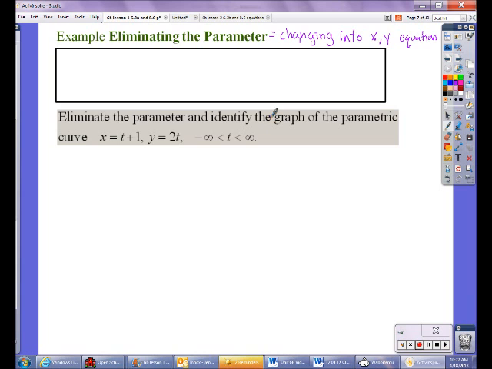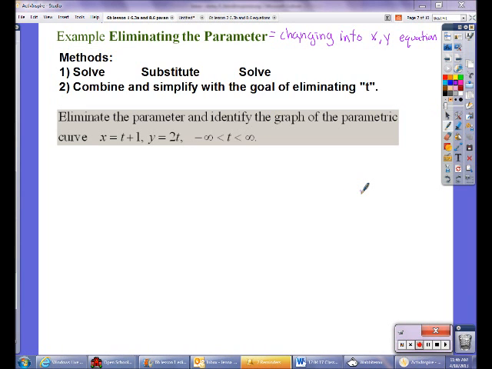There are two main ways that you can do this. Method number 1, solve, substitute, solve. It's the substitution method. You're going to be solving for t, substituting that t into the other equation, and then solving for y. Sometimes that isn't necessary, and sometimes you don't want to solve for y, but frequently you're going to want to solve for y so that you know what the graph looks like.